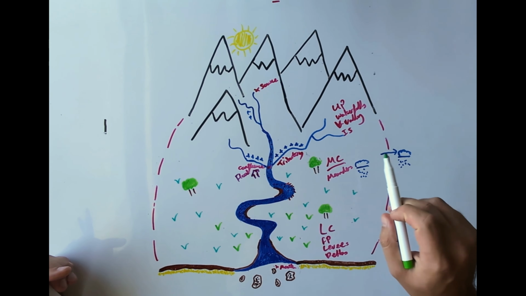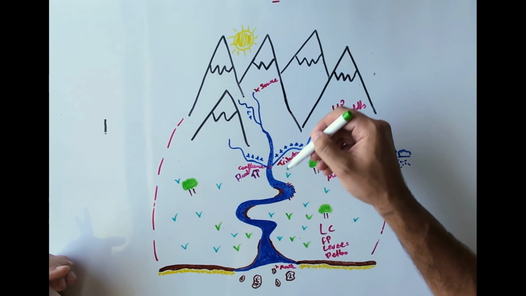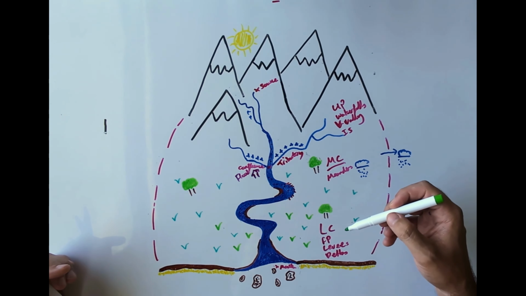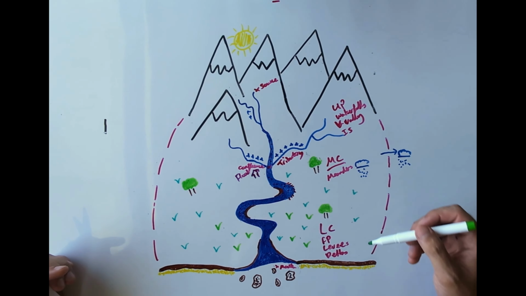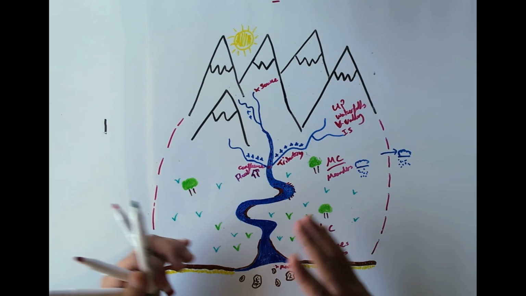As always with physical geography, stick to your key terms: source, mouth, tributary, confluence, meander, watershed, okay? I hope that helps. We're going to look at an exam question now, as always.